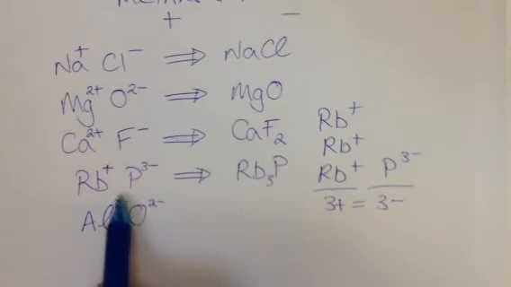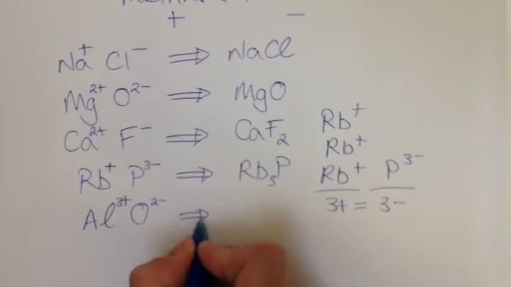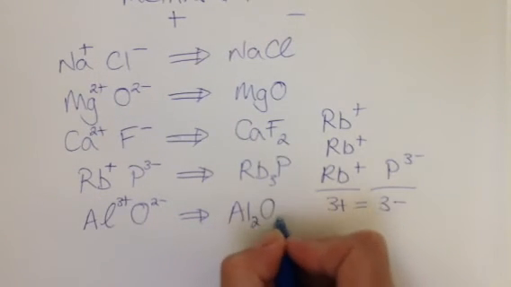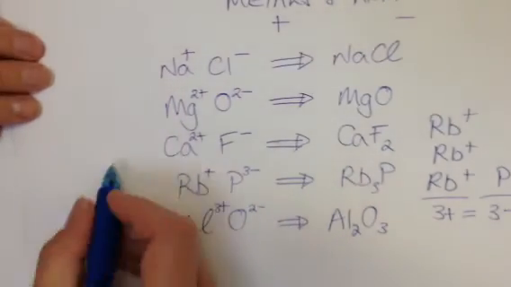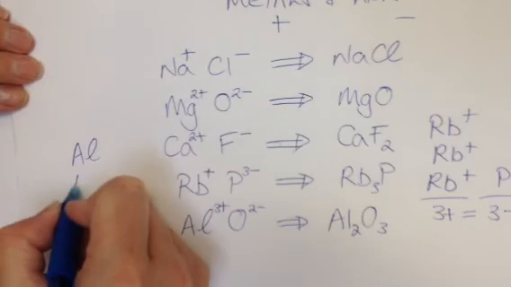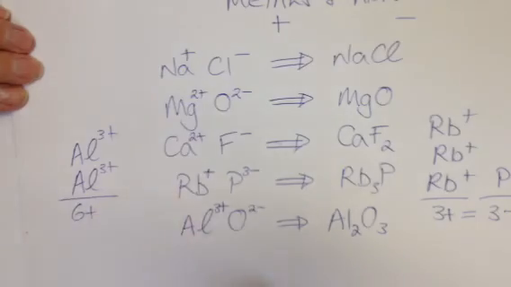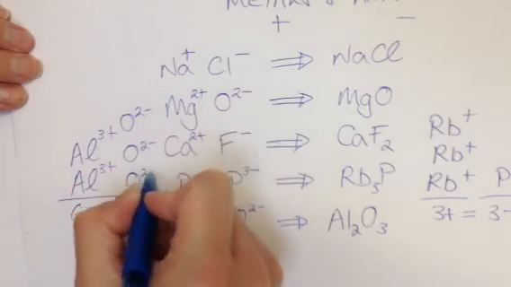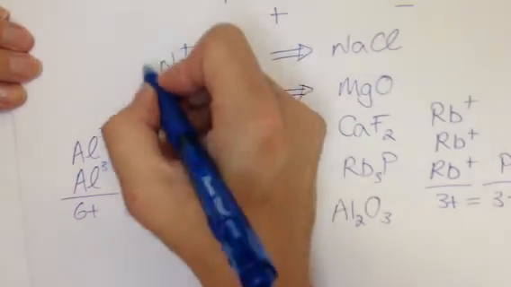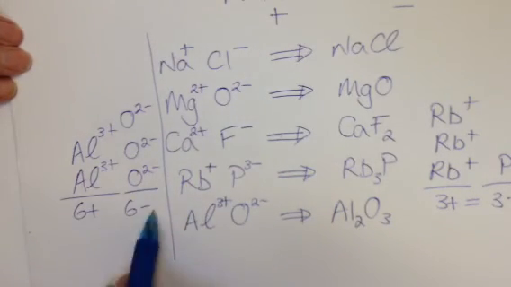So you need enough aluminums to give you 6 plus and enough oxygens to give you 6 minus, which is going to be 2 aluminums and 3 oxygens, because 2 times 3 plus is 6 plus and 3 times 2 minus is 6 minus. Let's set that up over here. We've got 2 aluminums, 3 plus each, that's 6 plus. And we've got 1, 2, 3 oxygens, they're 2 minus each, so that's 6 minus. So we can see that 2 aluminums and 3 oxygens will cancel.